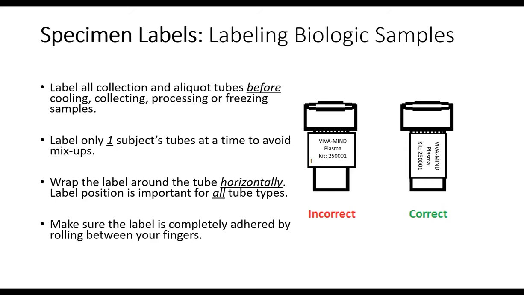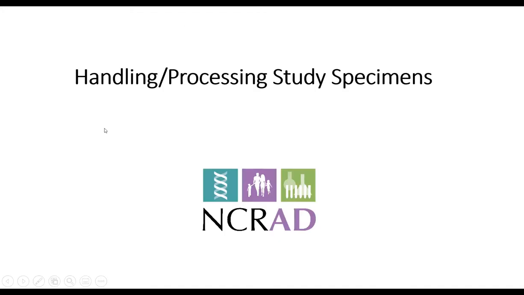We ask that you wrap the label around the tube horizontally instead of vertically. So please make sure you orient them like this. And then it really helps once you put the label on to roll the tube between your fingers where the label is to really make sure that that label is stuck to the tube. Any questions about labels before we move on to processing the samples? Okay.